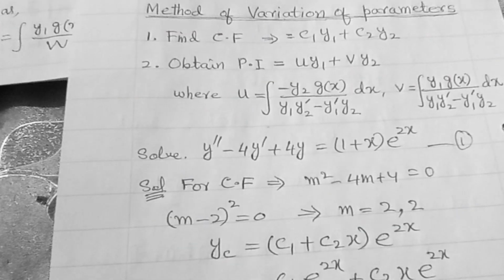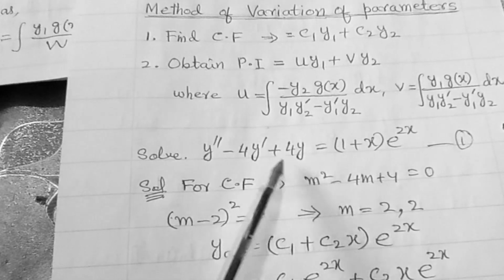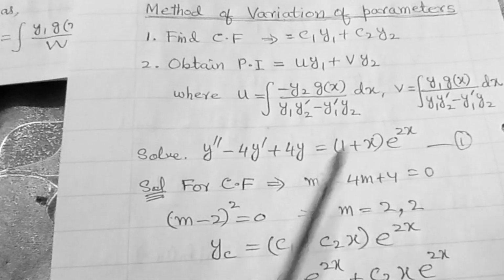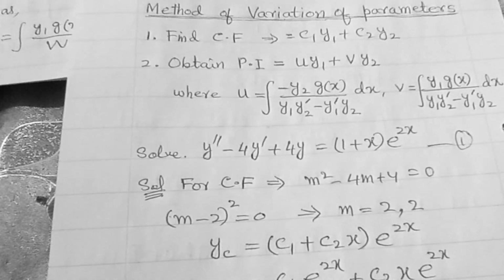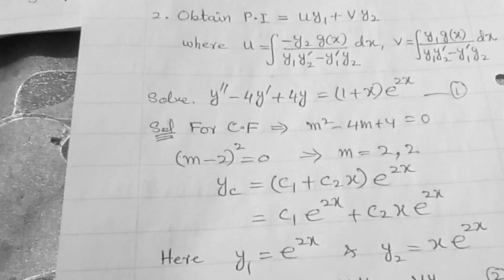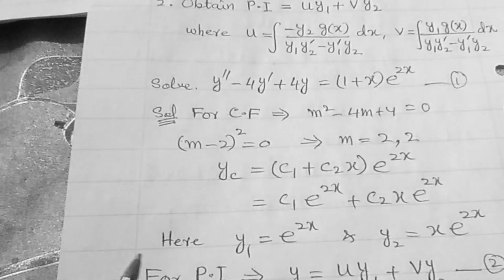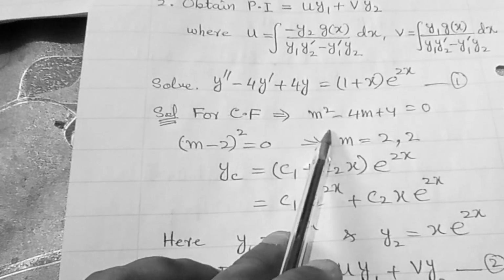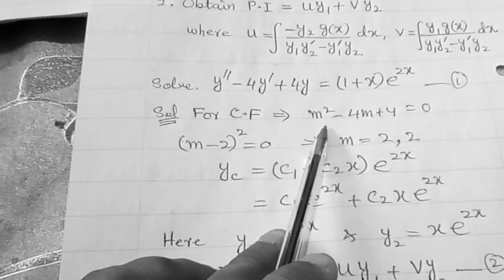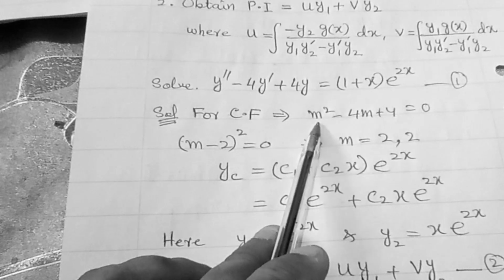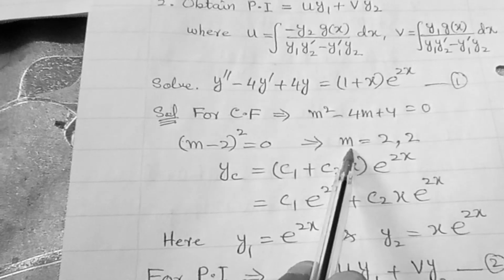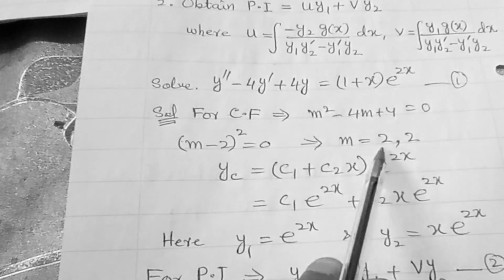So our first problem is y double prime minus 4y prime plus 4y is equal to (1 plus x) times exponential 2x. We will find the solution of this differential equation by the method of variation of parameters. First of all, we find the complementary solution by taking the auxiliary equation. The auxiliary equation becomes m square minus 4m plus 4 is equal to 0, so the values of m are 2 and 2. These are repeated roots.